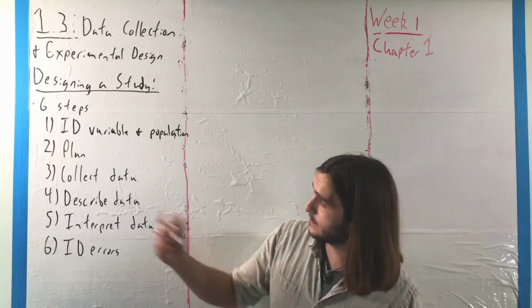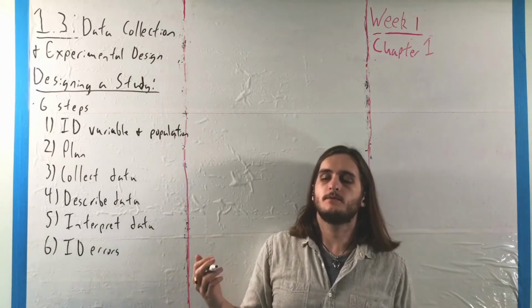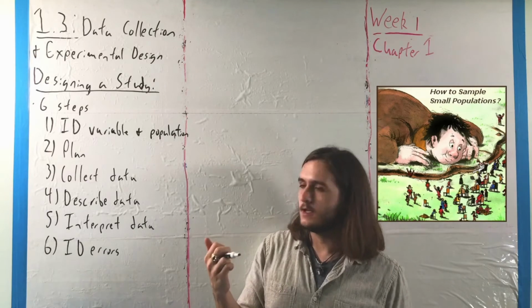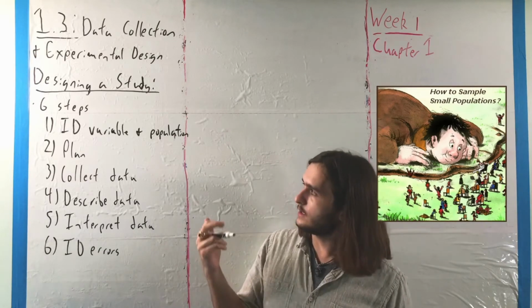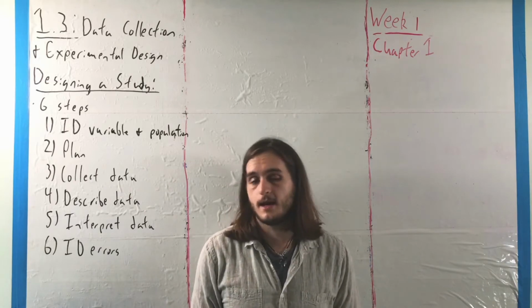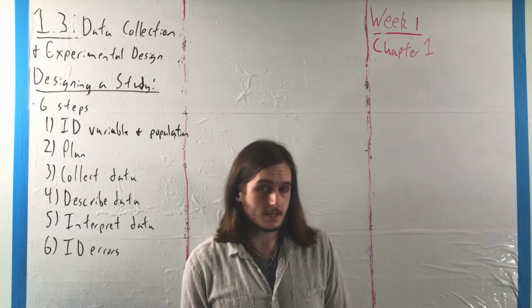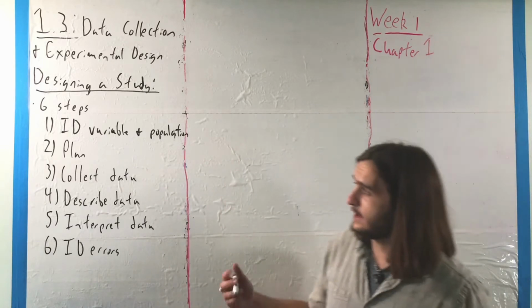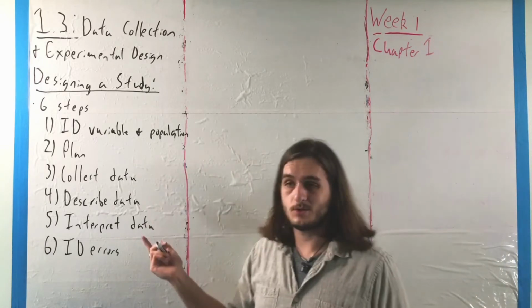Then, once we have our pieces, we make a plan for how we can get access to that data, how we can find and measure the variable, how we can get members of the population to participate in our study, however we're going to be studying, which we'll talk about later. Then, once we have our plan together, we actually do the work.